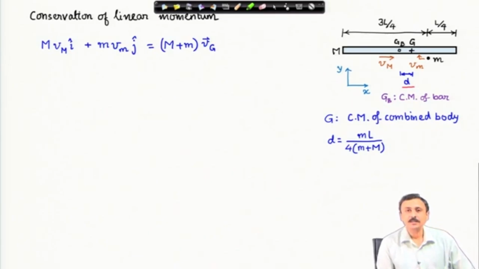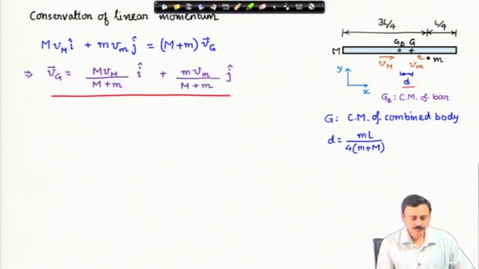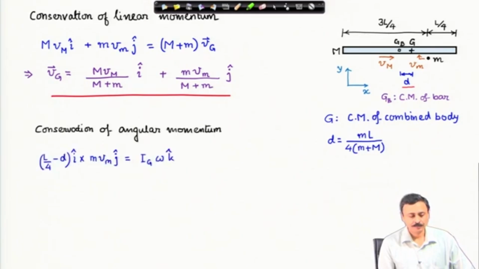On the right hand side, I have the linear momentum of the center of mass of the whole system. This is after the particle gets embedded in the bar, and from here I can find out the velocity of the center of mass of the whole system. Capital M is specified, its velocity is specified, everything is known on the right hand side. So, we know the velocity of the center of mass.